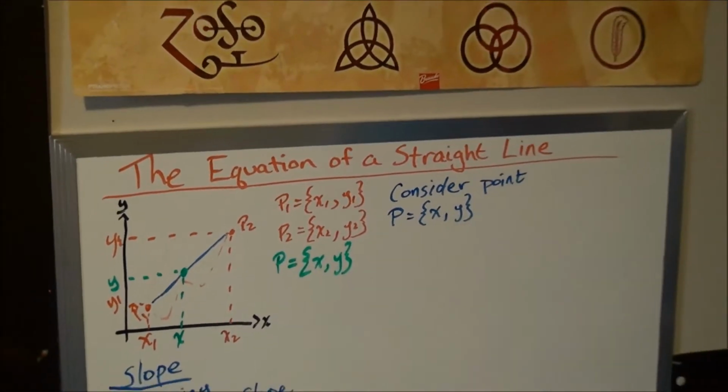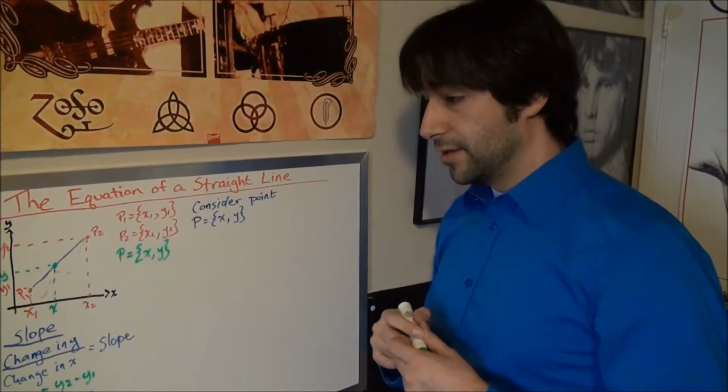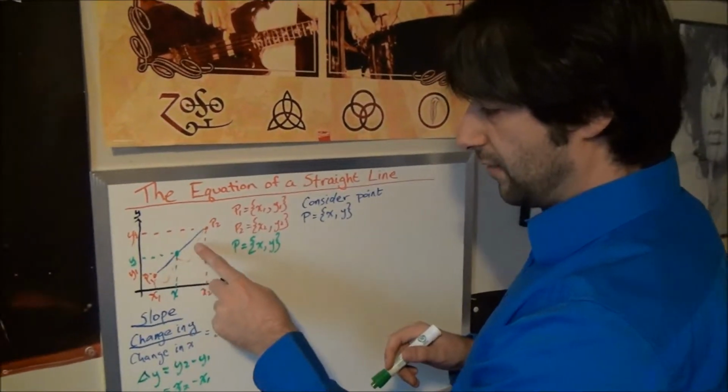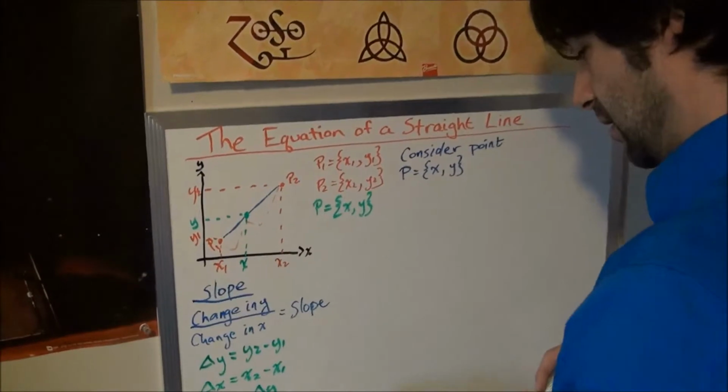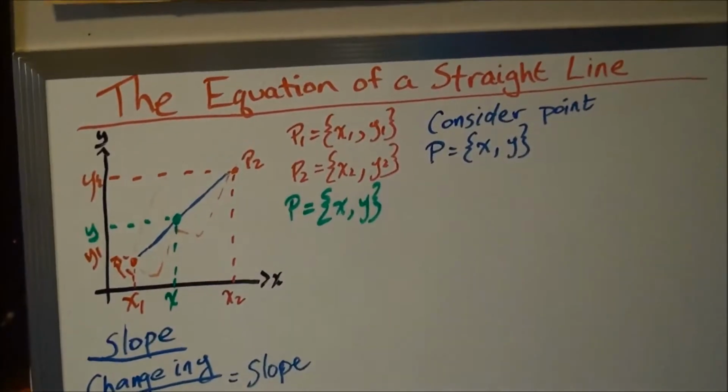now. This enables us to find new slopes. We can find the slope of this segment, and we can find the slope of this segment. So for our first segment here, we'll call the slope of that m1.